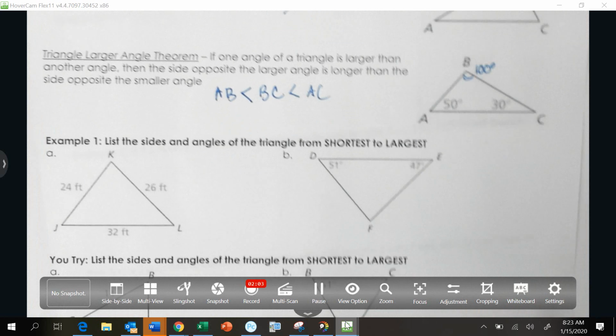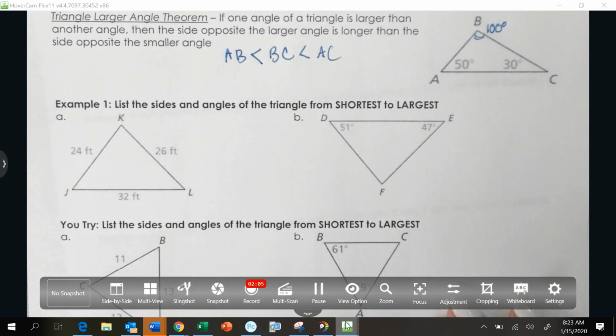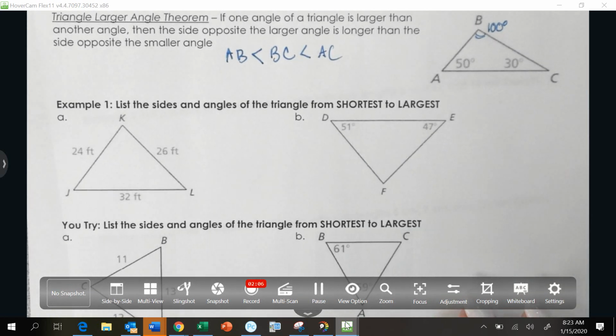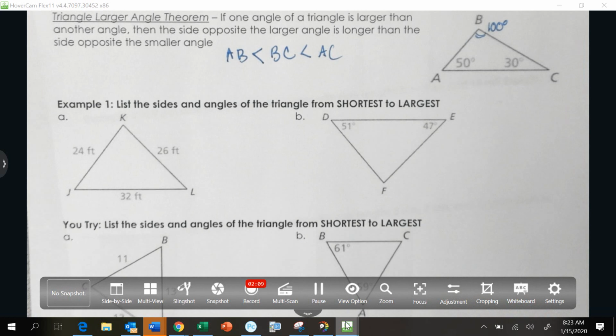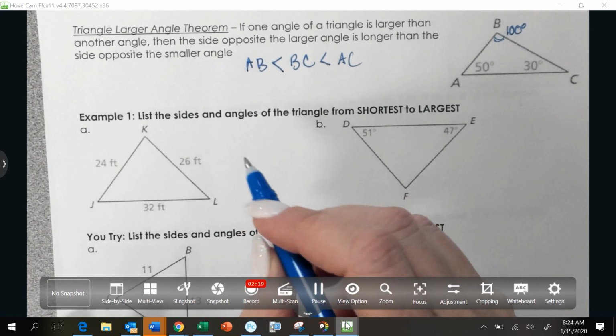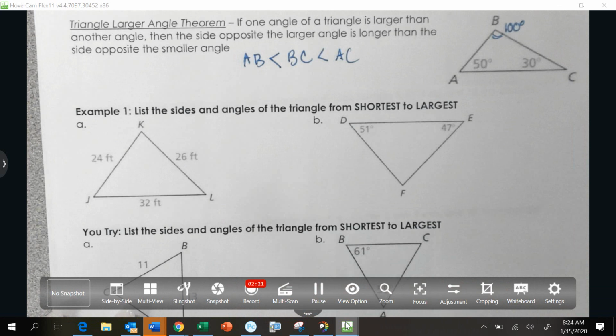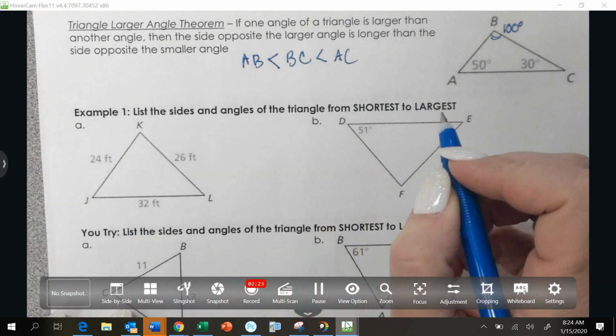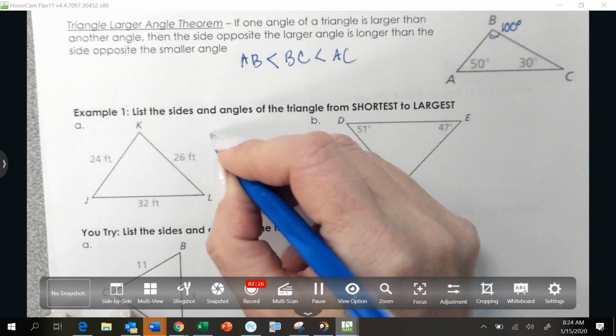All right, here you go. List the sides and the angles of the triangle from shortest to largest. I'll do one, and then you could do the next. You can work ahead of me too, because you're probably way faster than me. So the sides from shortest to longest.